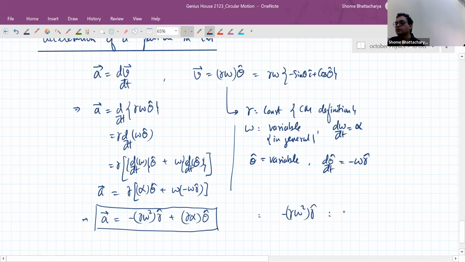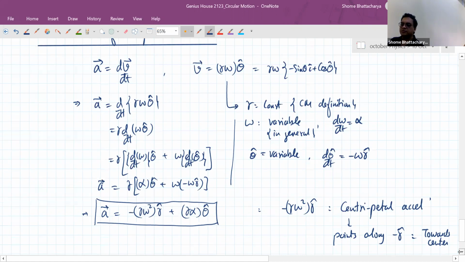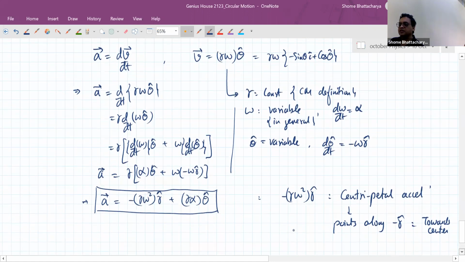It is what we call the centripetal acceleration. You are familiar with the term centripetal for a long time now, but now you're getting the technical meaning of the term centripetal acceleration because it points along minus r cap. So it points towards the center. It is a vector that is always pointing towards the center of the circular motion. The term centripetal in Greek means pointing towards the center.